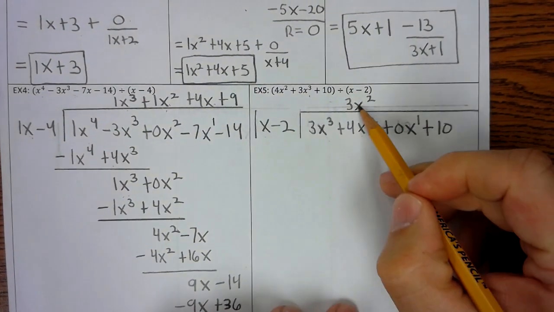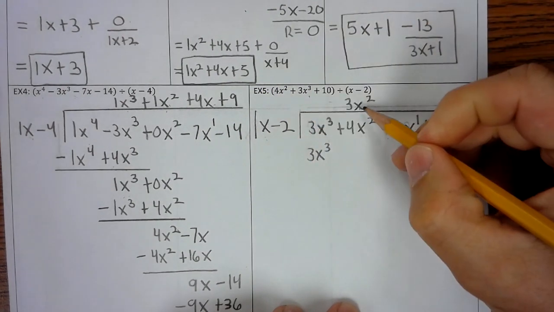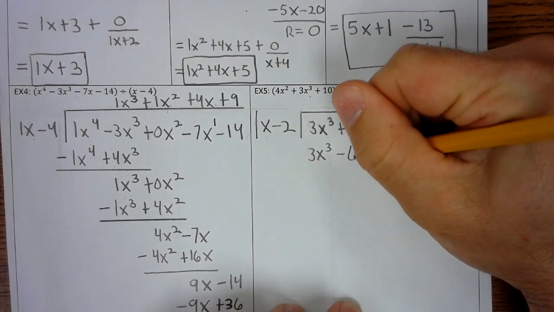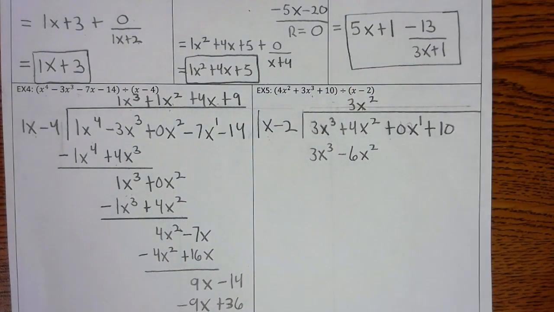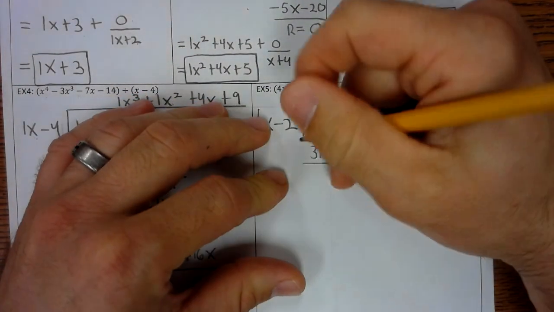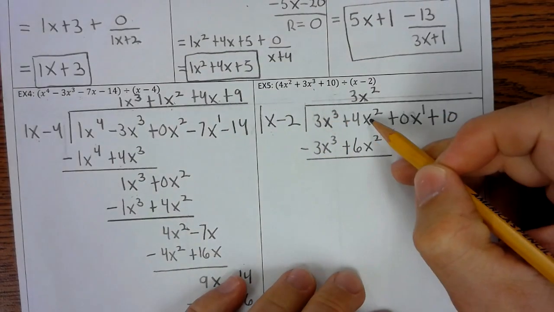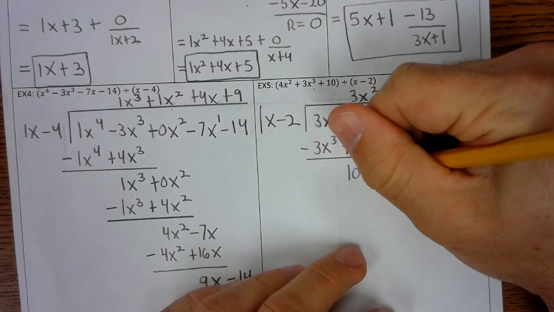All right, so first step, you think to yourself, what do you multiply 1x by to give you 3x cubed? Well, the answer to that is 3x squared. Now we multiply, so 3x squared times 1x is 3x cubed. 3x squared times negative 2 is a negative 6x squared. Now we subtract. When you subtract, the negative becomes positive. Those cancel. 4x squared plus 6x squared is 10x squared.